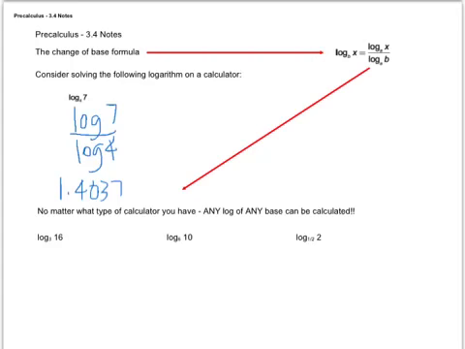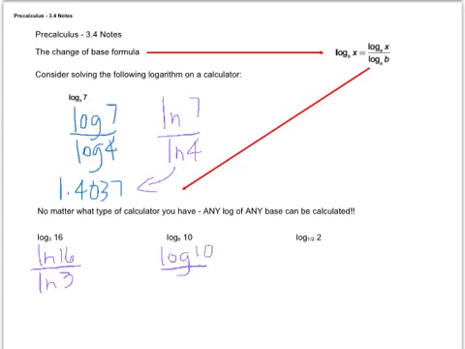An equality statement for this would be, we could also use the natural log. So we could say the natural log of 7 divided by the natural log of 4, and hey, guess what? It also is going to be 1.4037. And so we can solve these bottom problems out the same way. On the log base 3 of 16, we can go the natural log of 16 over the natural log of 3. That'll be no problem. Or we can do the common log of 10 over the common log of 6.